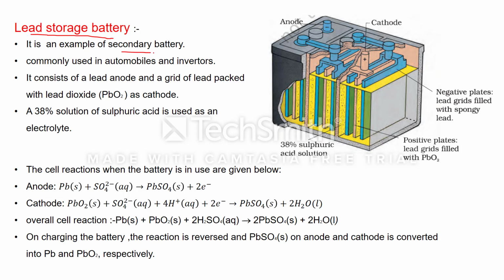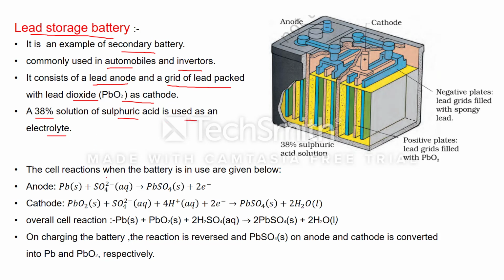It is the example of secondary battery, commonly used in automobiles and inverters. It consists of a lead anode and a grid of lead packed with lead dioxide as cathode. Anode is lead and cathode is lead dioxide. And a 38% solution of sulfuric acid is used as an electrolyte.